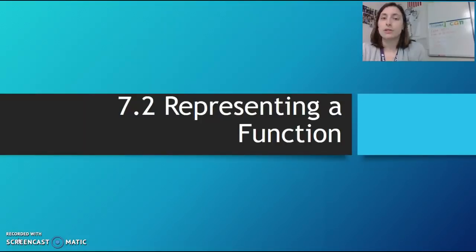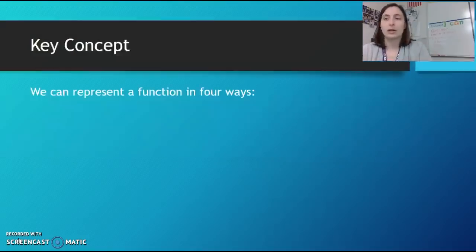All right, so now we're moving into section 2 where we're going to talk about representing a function. So recall that a function is when our input has exactly one output, or when our x value maps directly to just one y value. And so today we're going to talk about all the different ways that we can represent a function. Let's go ahead and get into that.